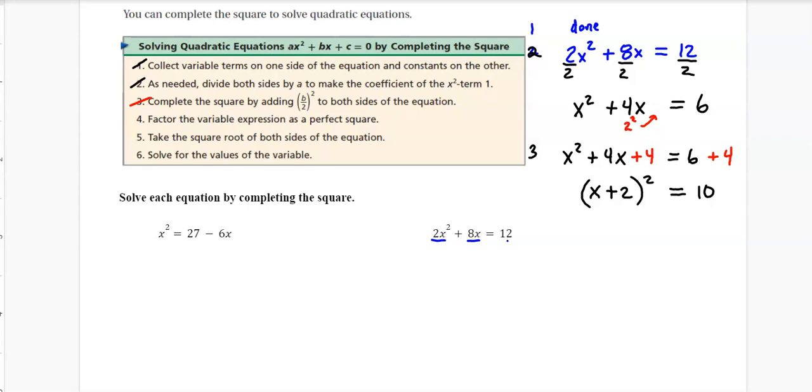So I factored it into a perfect square. That's step 4. Step 5 is take the square root of both sides. So take the square root. So step 5 is about to happen right now.